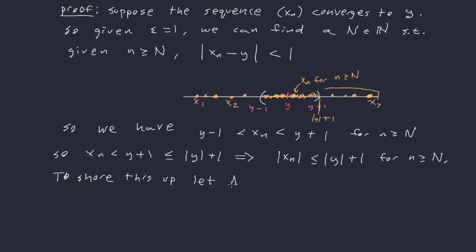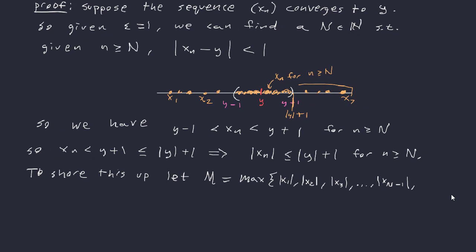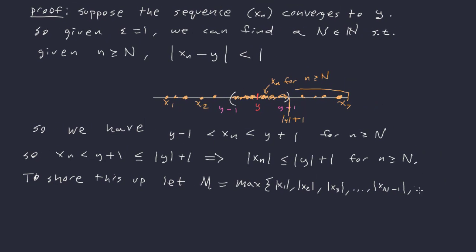let capital M be the maximum of the absolute value of x1, the absolute value of x2, the absolute value of x3, all the way up to the absolute value of x capital N minus 1, and this absolute value y plus 1.